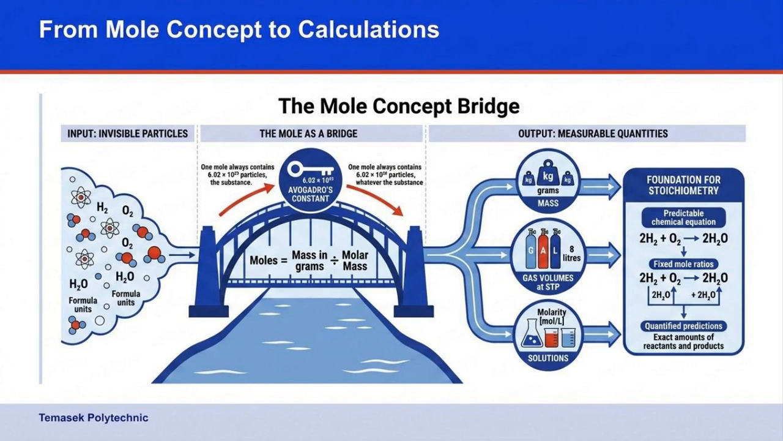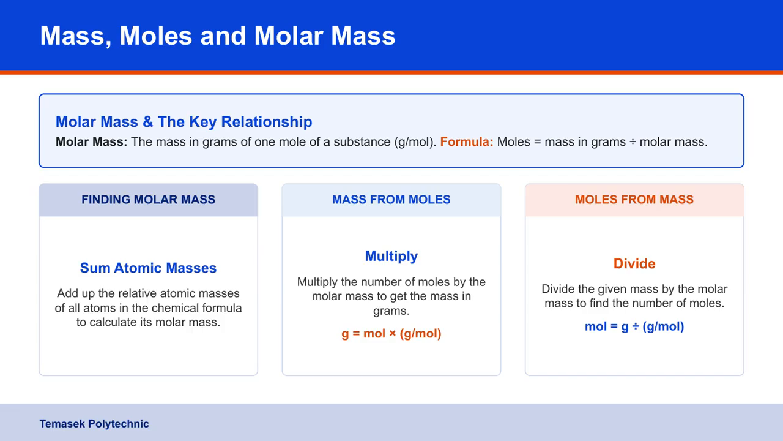Take a moment to carefully study this diagram and note the key relationships and values shown. Let us talk about molar mass and how it connects mass and moles together. Molar mass is simply the mass in grams of 1 mole of a substance, and its units are grams per mole. Think of it like a price tag. It tells you how much 1 mole of a substance weighs.